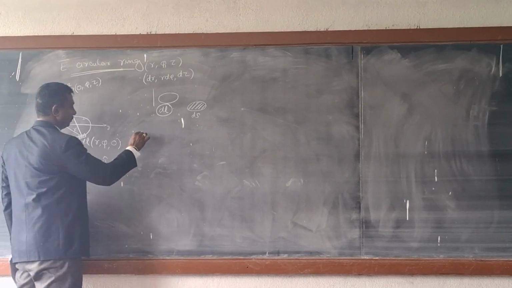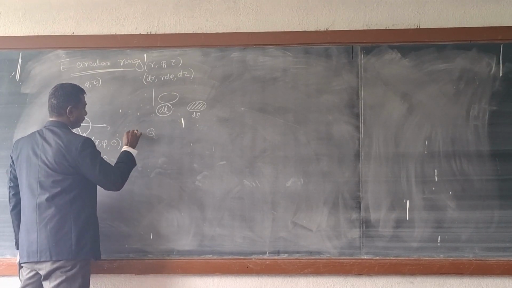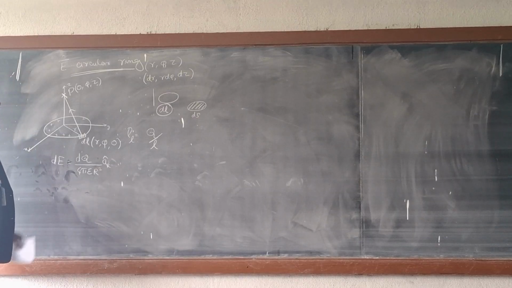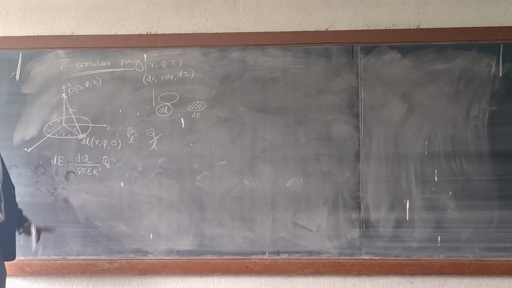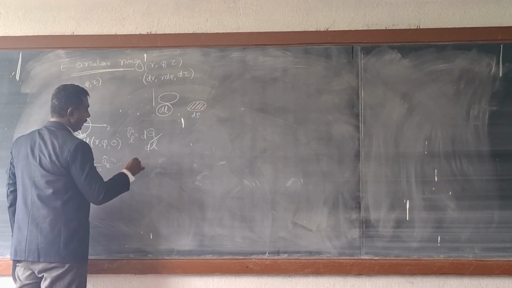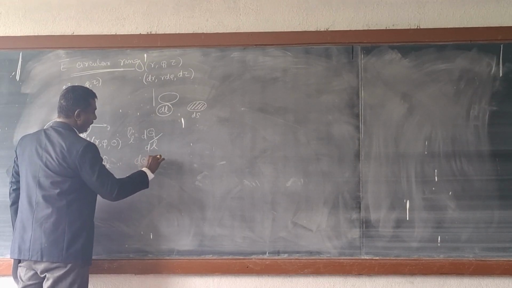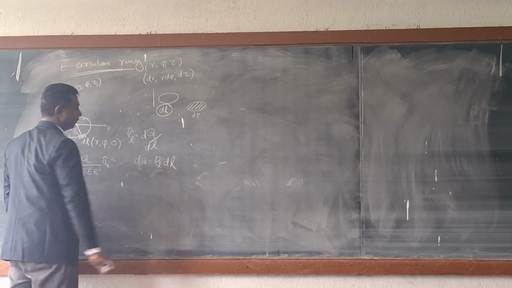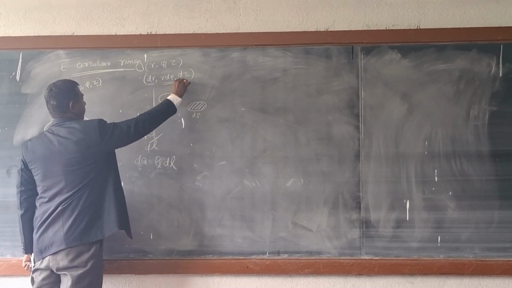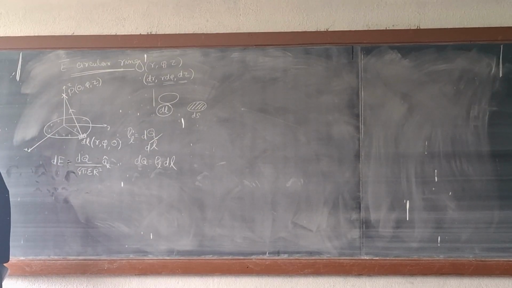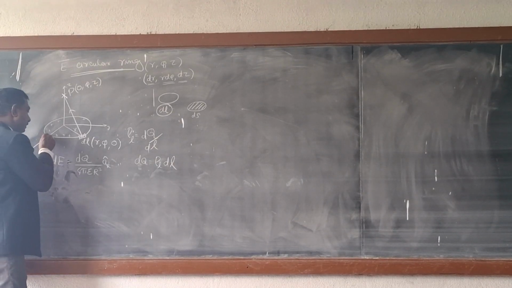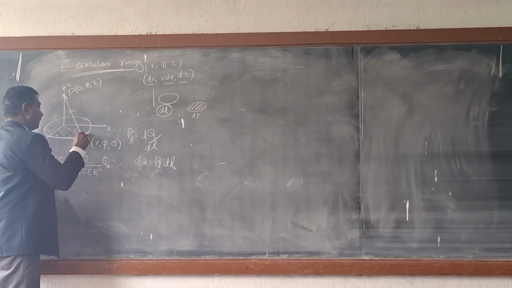Q is nothing but rho L equal to Q by L. Why L? It is in the form of a ring, so it is a line charge, so L. Right? So if I put dq, it will be dl. So the dq equation will be rho L into dl. dl will be one among these three, right? How will you select one? By seeing the charge shape, right? Charge, where it is placed, it is in the form of a ring.